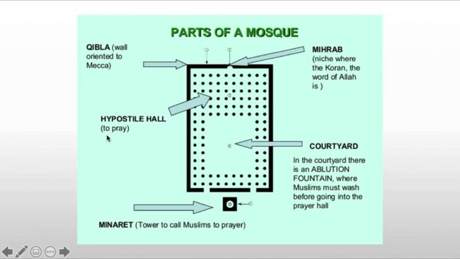And we've discussed these other forms. Here's the spelling for hypostyle hall. Now, this only applies to these hypostyle form mosques, where you have a large flat roof covering a large enclosed space held up by a forest of columns.